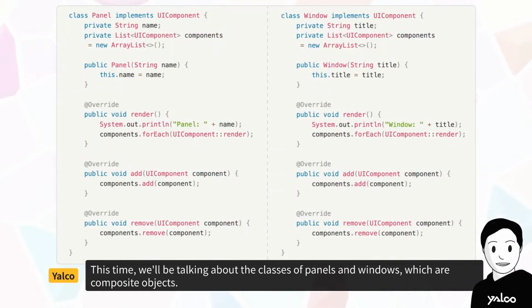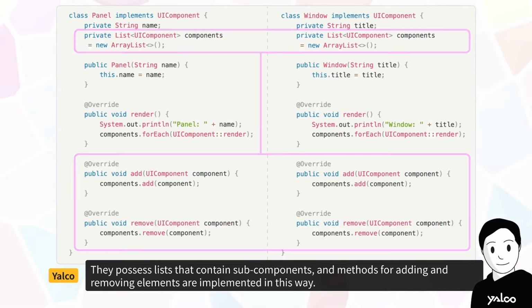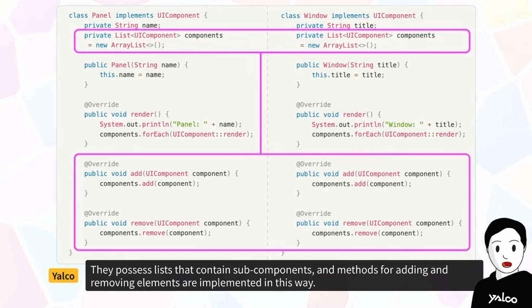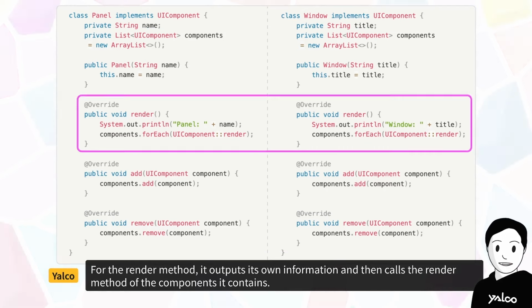This time, we'll be talking about the classes of panels and windows, which are composite objects. They possess lists that contain subcomponents, and methods for adding and removing elements are implemented in this way. For the render method, it outputs its own information and then calls the render method of the components it contains.